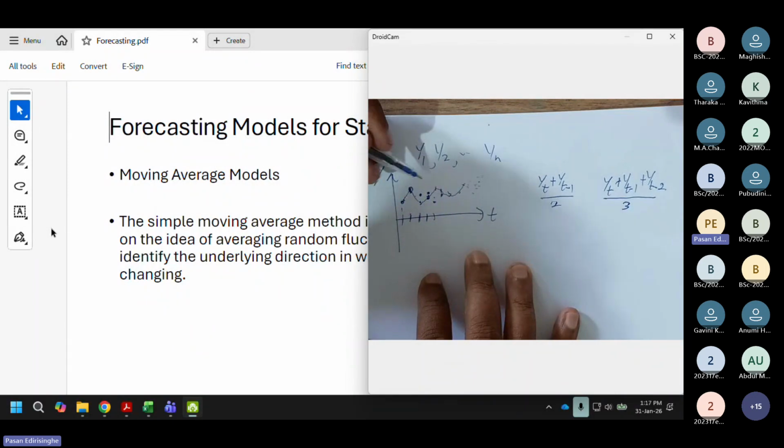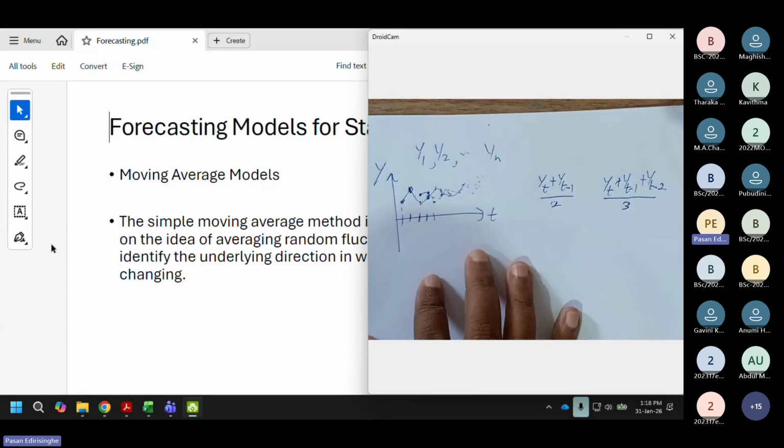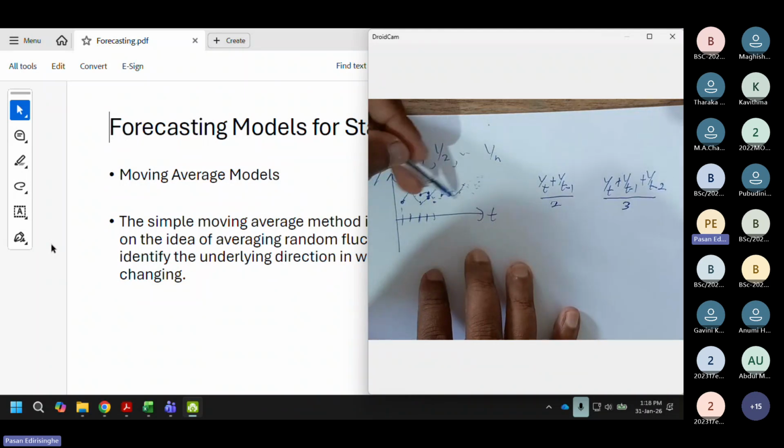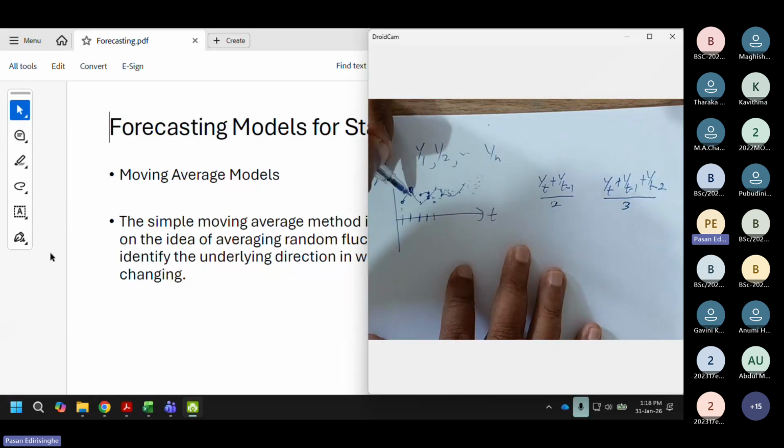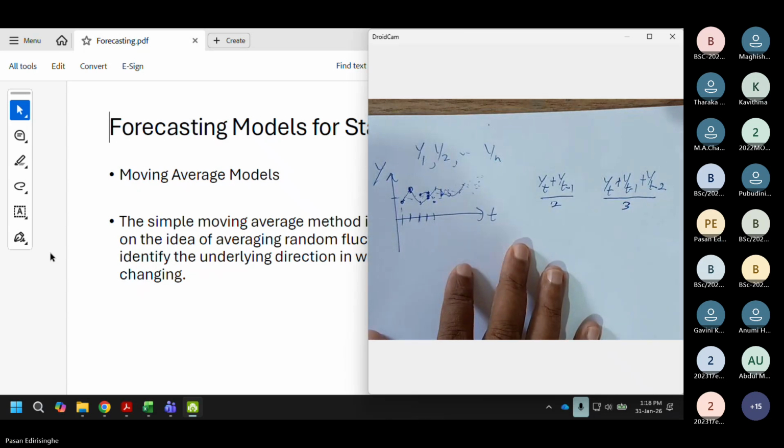Once you do that, you can get a graph going like that. This graph may not be exactly following our time series, but there can be some similarities. Similarly, you can do it for three observations as well. Taking these three, the average is somewhere here, and you use that as your prediction for the next one. Like that, you can make predictions for the future values.